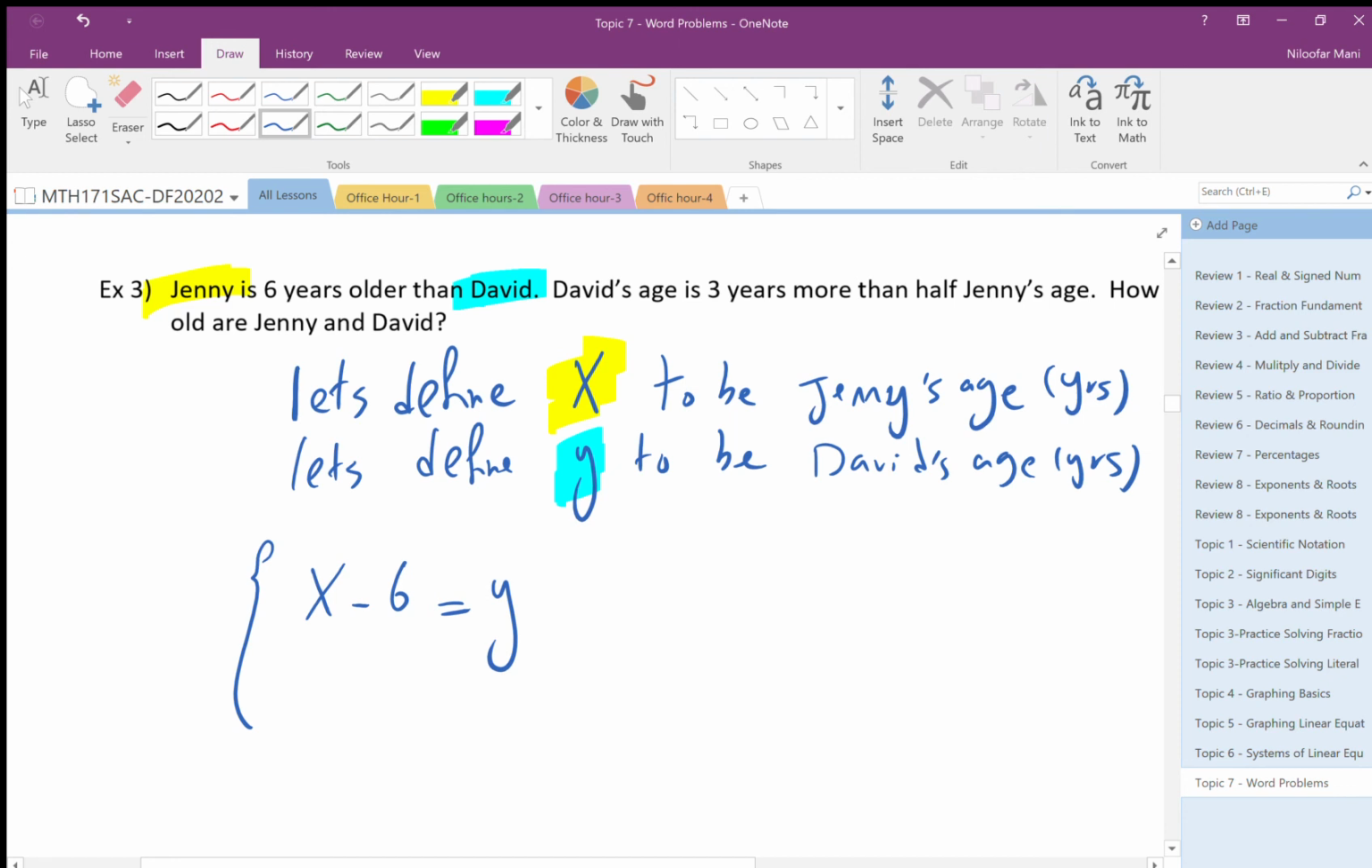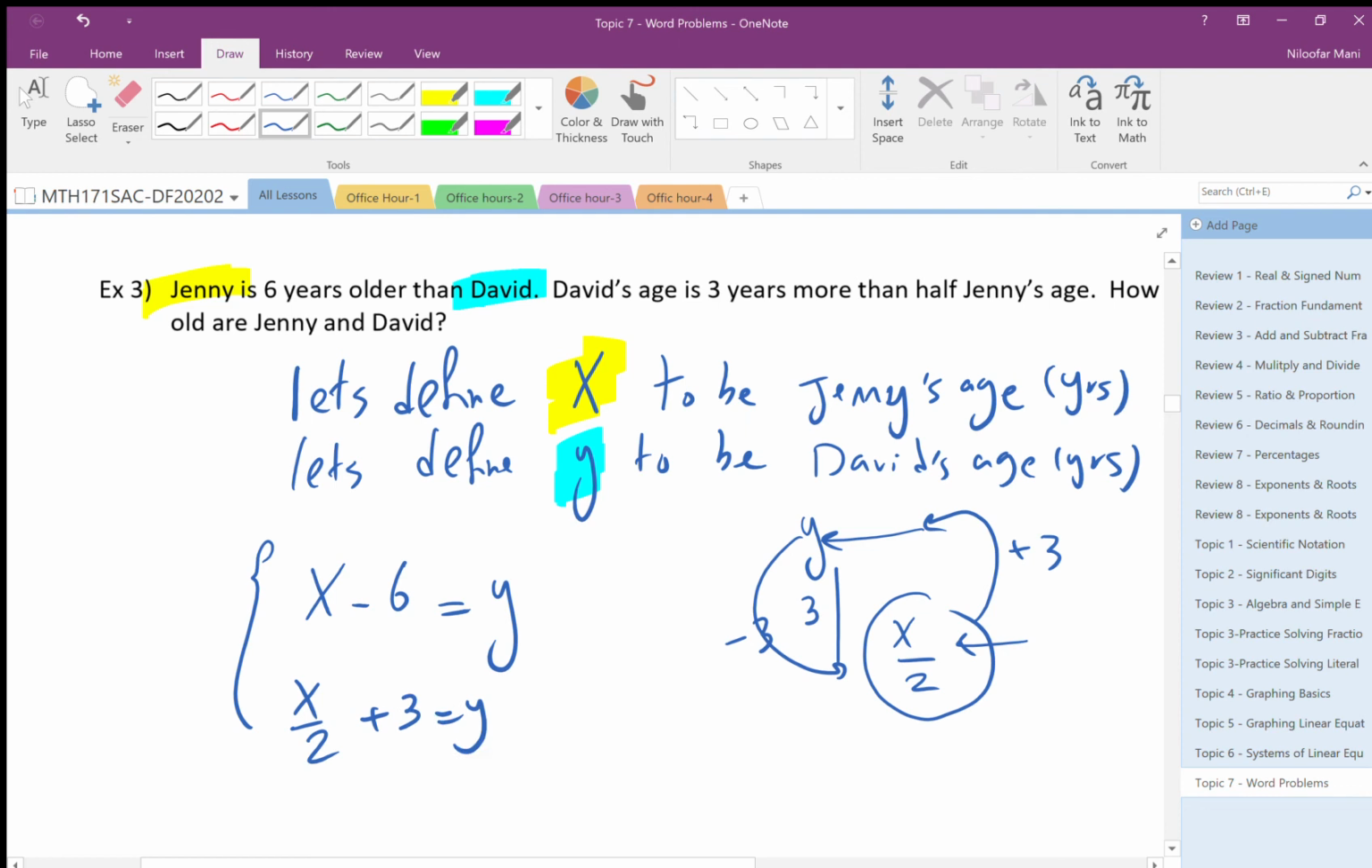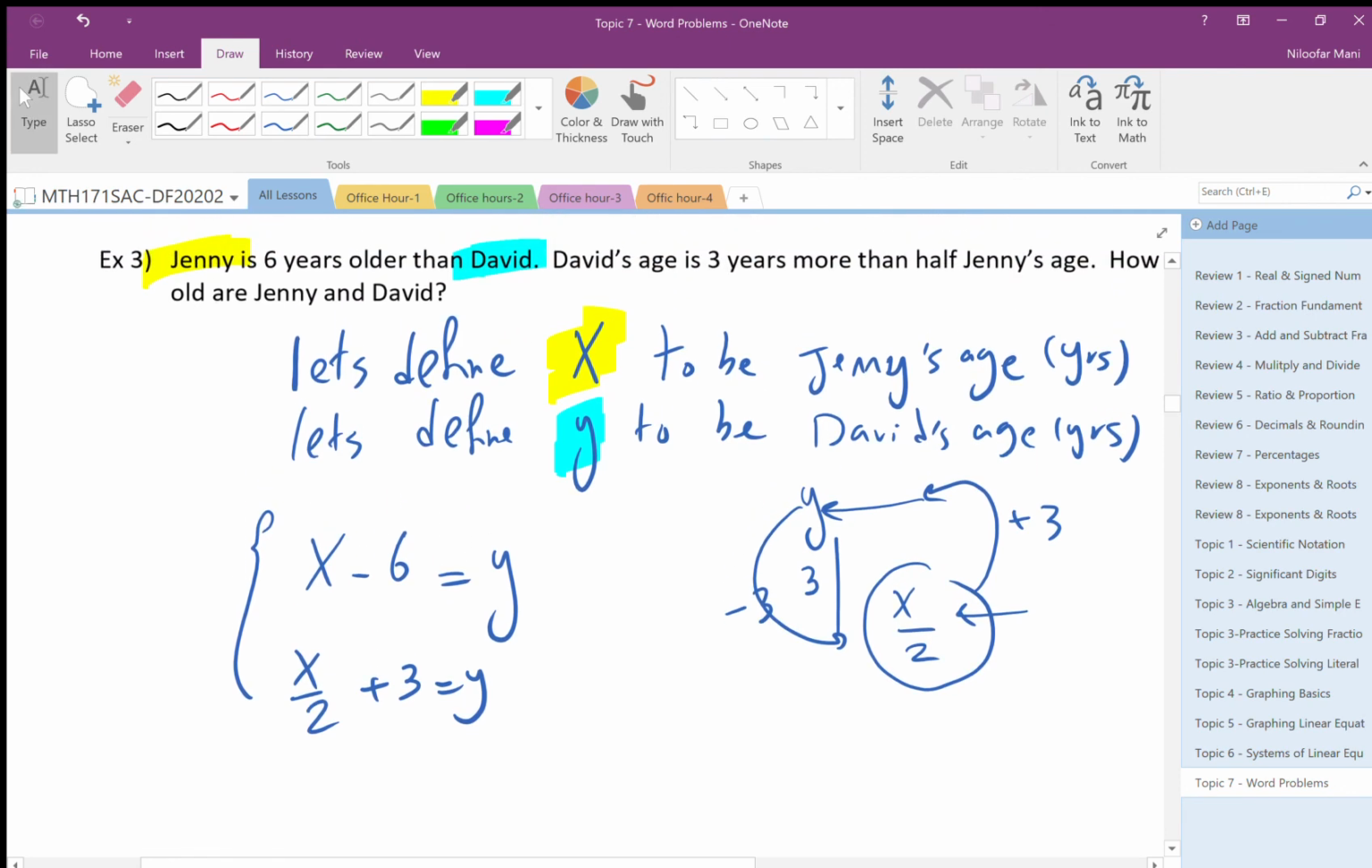David's age is 3 years more than half of Jenny's age. So David's age, which is Y, is 3 more than half of X. The one which is more is upper. To go from the upper to the lower you subtract, or you add to the lower to go up. So X over 2 plus 3 is Y. Now you have two equations and two unknowns, you can solve it.